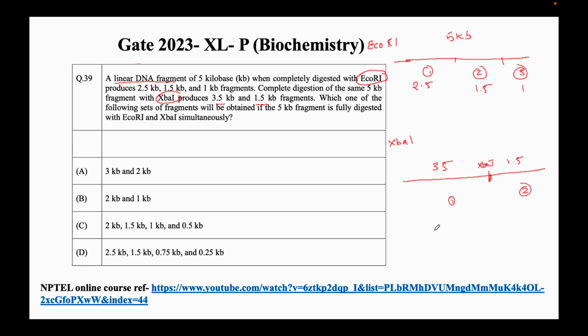If we had a circular DNA and we got 3 fragments, then there would be 3 recognition sites of EcoR1. Otherwise we wouldn't get 3 fragments. In the linear DNA there are 2 recognition sites and we are getting 3 fragments. This is simple. In circular DNA there would be 3 recognition sites to get 3 fragments.